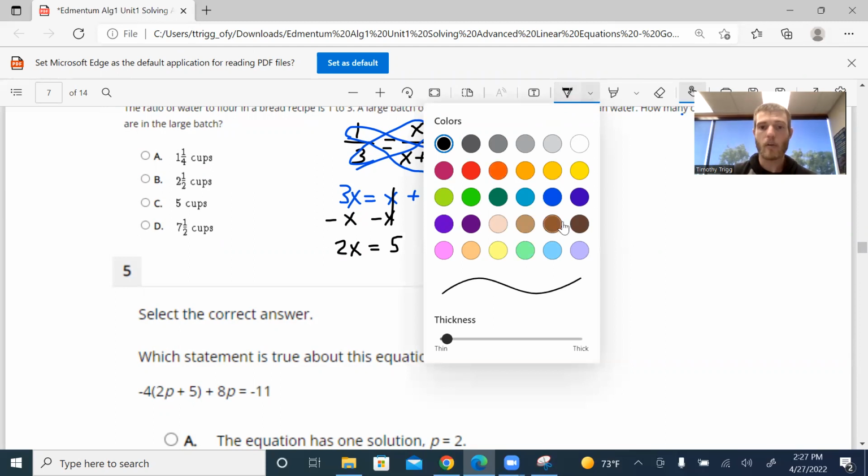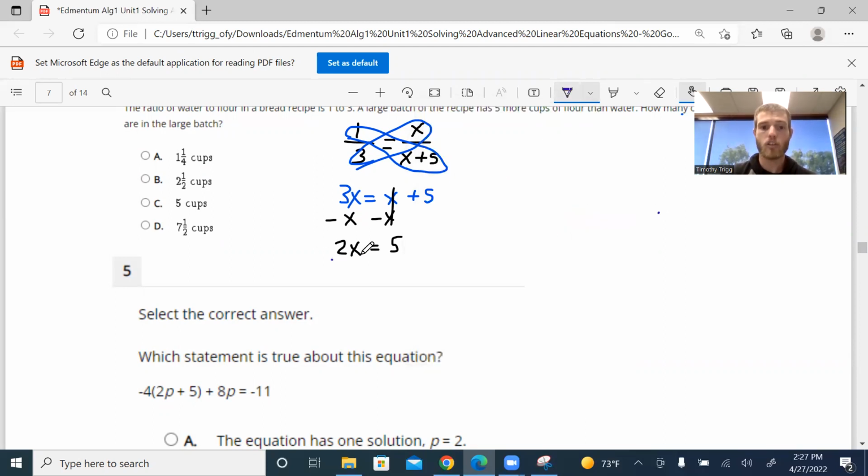Divide both sides of the equation by 2 to get x by itself. X equals, notice these answers are in mixed numbers, but if you use a calculator, you could just divide 5 divided by 2, and it's 2.5. So that's 2.5. 0.5 is the same as a half. Hopefully you know that already.